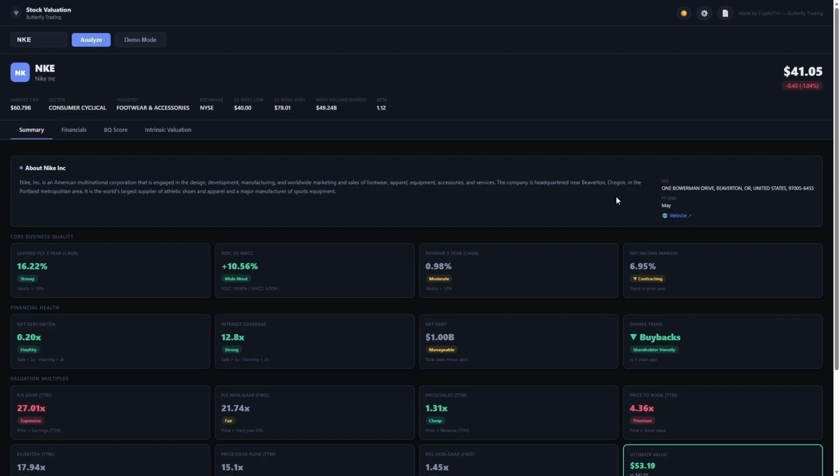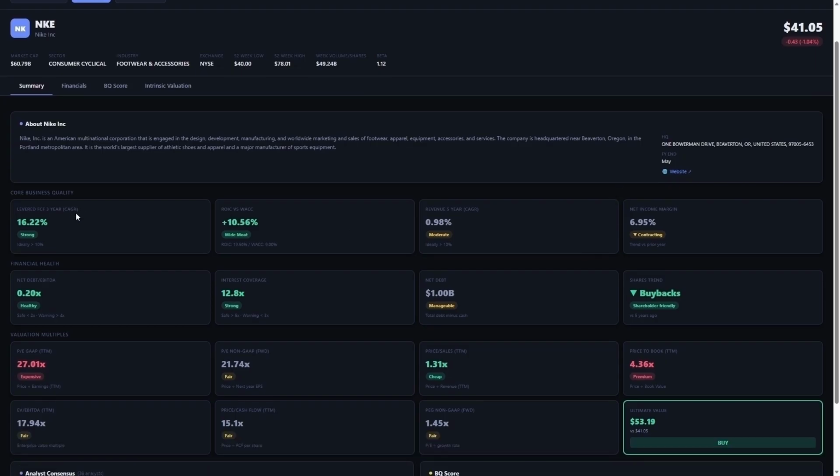Now I think it's important, before we really start, that we discuss this color coding. So we can see green, yellow and red. Green means that the metric is in a healthy range for the company's specific industry. Yellow means it's neutral or fair, and red means it's a concern worth looking into on why it's this number and why it's below industry averages, for example.